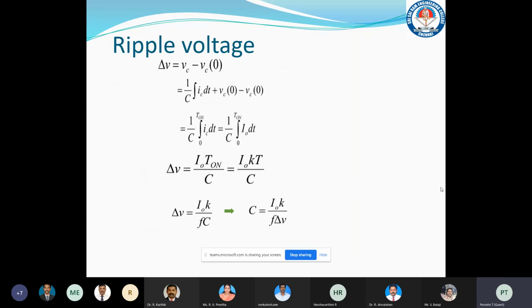And again, for the ripple voltage, a similar expression we have to use. So after doing all the substitution and after integration, we will get the final expression for ripple voltage, which is equal to I naught K by F C, from which we can find the design expression for C equal to I naught K by F into del V.